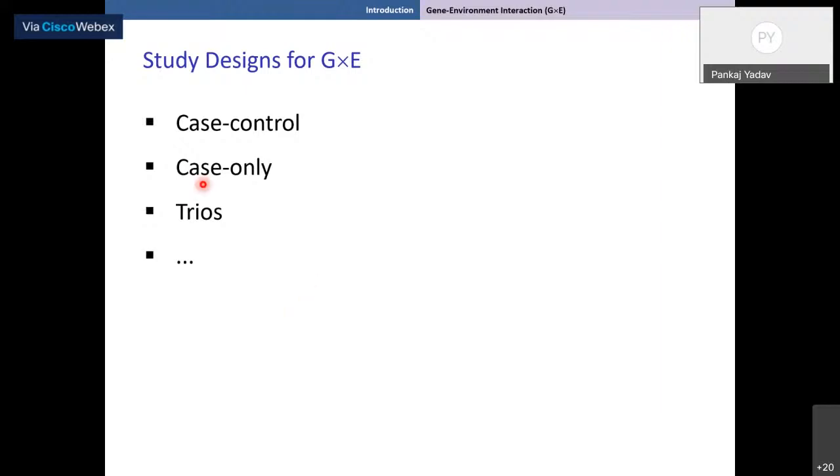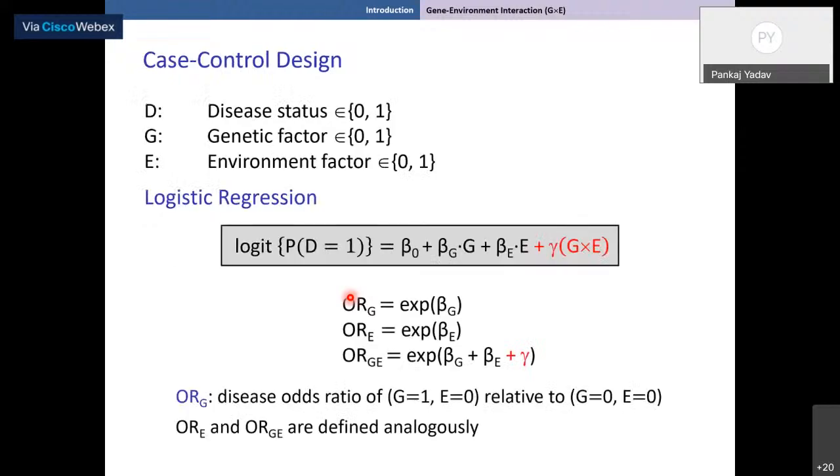So today I'm going to focus on this case-only design because of its practicability to collect the data, and also because it offers more statistical power. So let's first take a look at how this is done mathematically in the case of the case control design. As I said, this is a more traditional way of studying gene environment interactions.